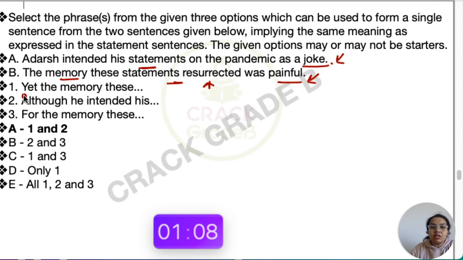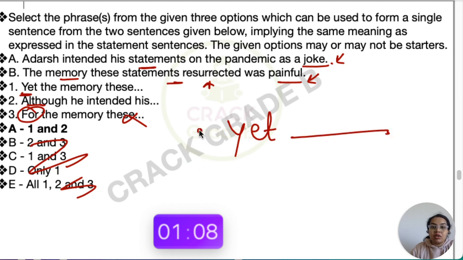For opposite things, you can use yet and although. Positioning is going to be different. For, as I told you, is used as a conjunction to talk about result and the reason, the cause-effect relationship. Third is out. So, of course, other options are out. Now, yet is used before the contradictory statement. So, Adarsh intended his statements as a joke, yet, but, however, the memory these statements resurrected was painful.